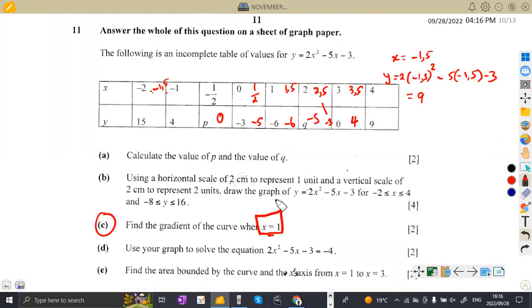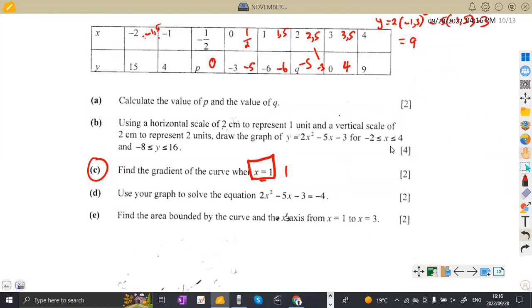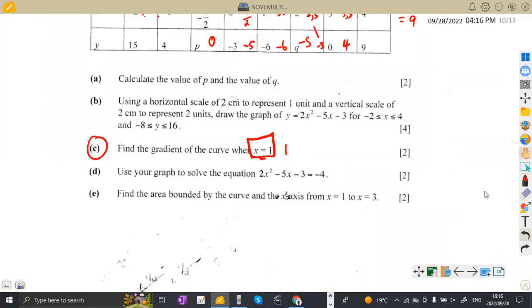We are now given this. Use the graph to solve the equation. I want you to see, guys, the equation that you're asked to solve: 2x squared minus 5x minus 3 is equal to minus 4. What happened here? If you cross-check, this is the graph that we are given before: y is equal to 2x squared minus 5x minus 3. This was the equation which represents the value of y. Now they have taken this and substituted the equation instead of y.